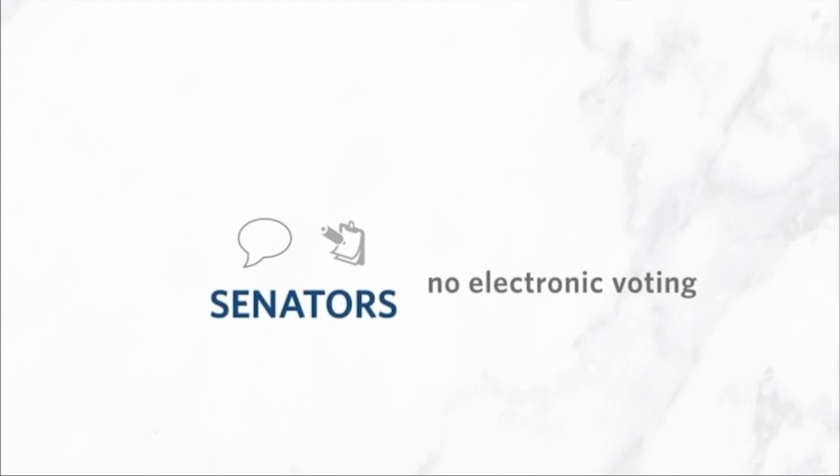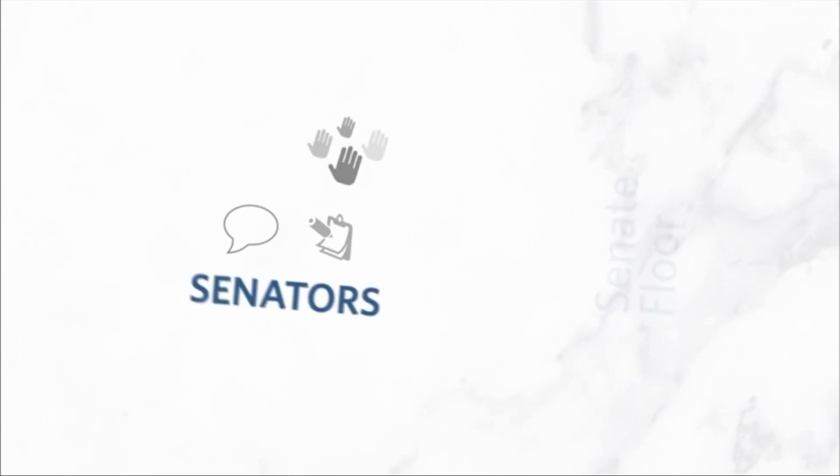While many votes are conducted by voice, a recorded vote is required in some cases and is often requested by senators in others. Unlike the House, the Senate does not have an electronic voting system. Recorded votes are conducted through a call of the roll of the senators.